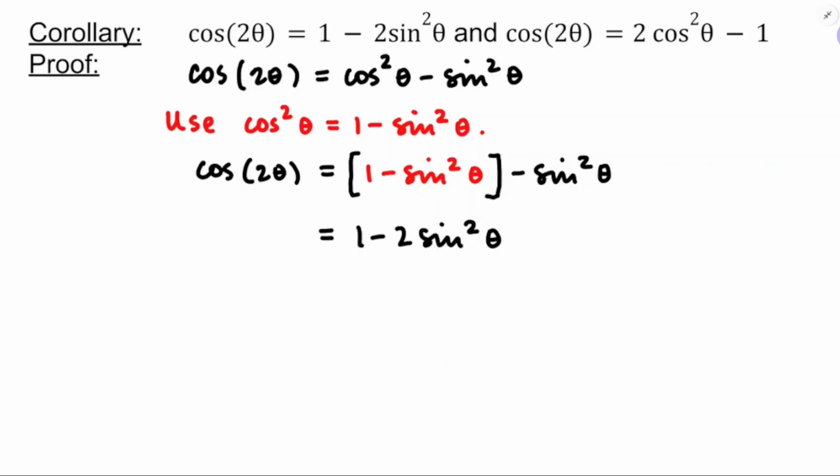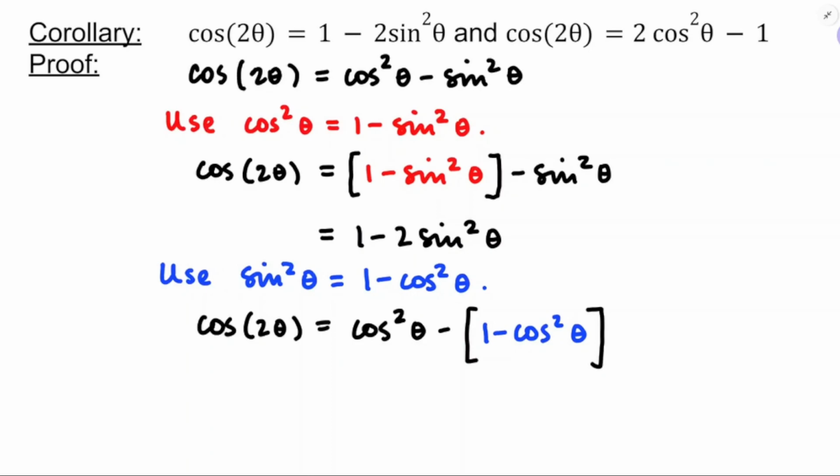And if I want to show the other one, the one on the right, cosine of 2 theta is 2 cosine squared theta minus 1, I need to get rid of the sine squared theta. So I'm going to use sine squared theta equals 1 minus cosine squared theta, make that substitution, and then if I look at it, minus the negative cosine squared theta, that's where I'll get the second cosine squared theta, and that was what I was hoping to show you.